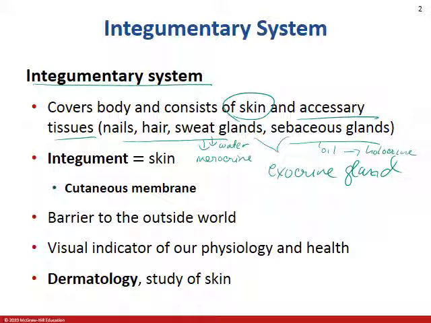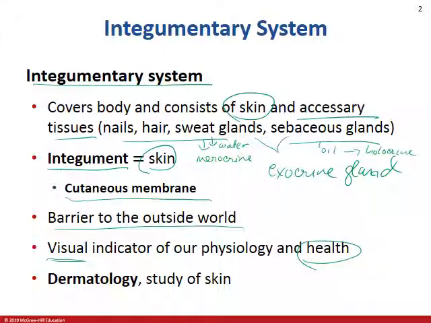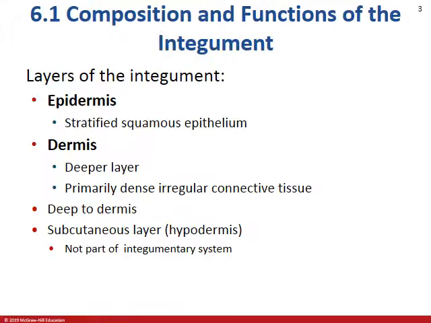So we did mention the word cutaneous membrane last chapter. So cutaneous membrane, integument, which means skin, integumentary system, kind of all the same here. Barrier to the outside world, and visually it can tell you a little bit about what's going on. We've all been really cold and had our fingertips turn blue, right? So there is some visual indication that the skin can give about overall health. Dermatology is obviously the study of the skin.